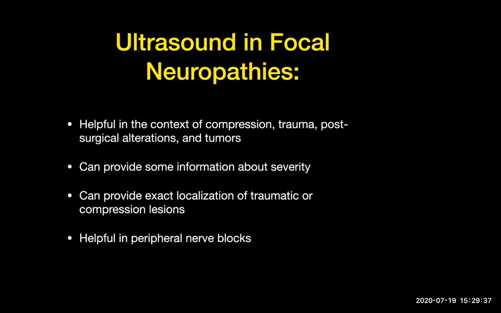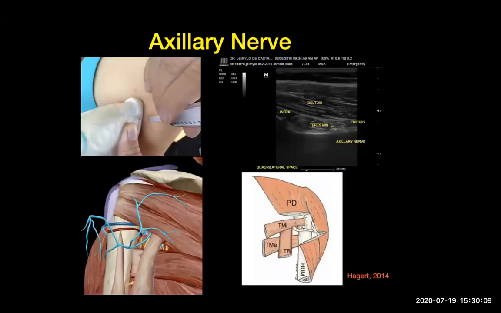Okay, so how does it apply for focal neuropathies? This is helpful in the context of compression, trauma, post-surgical alterations, and tumors. All of this can give rise to neuropathies. It can also provide some information about severity, provide exact localization of traumatic or compression lesions, and is also helpful in peripheral nerve blocks. So these are the usages of ultrasound when we're dealing with focal neuropathies.